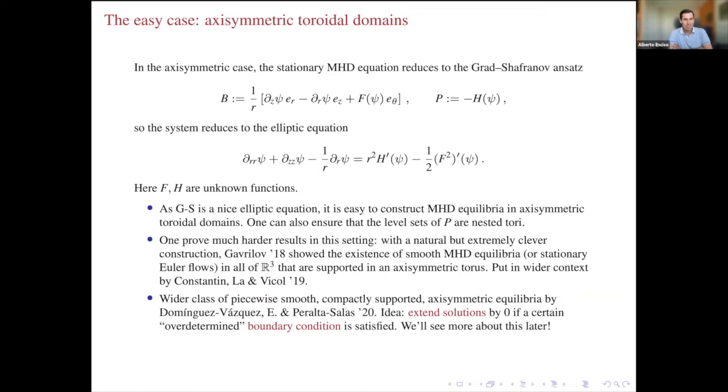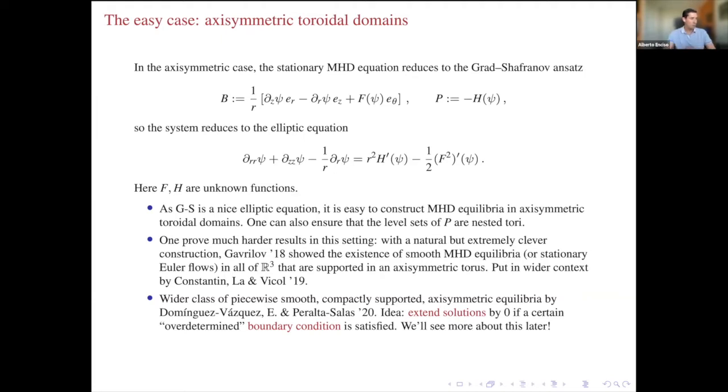In fact, this is so nice that we can do much harder stuff. I should mention a fantastic result of Gavrilov, who did something much harder. He used an ansatz like this to show that you can construct solutions to the Euler equation that are axisymmetric in the whole space, in the whole R3, such that the support of those solutions are axisymmetric tori. So that's much more than what we are looking for. The result is fantastic. The ideas are natural but very, very clever, but the paper is quite hard to read.